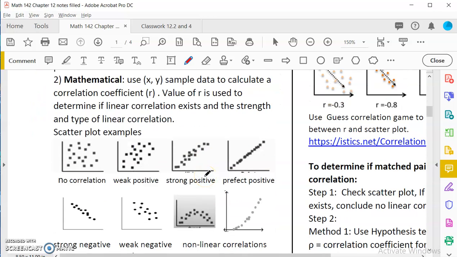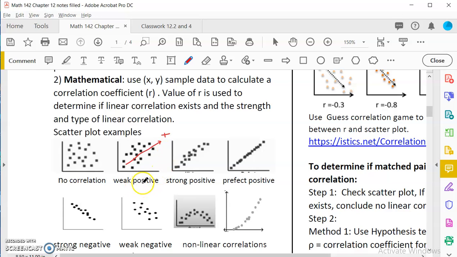If I have a graph where the matched pair data points are like this, we say there's no correlation. They just randomly show up. Here, the points kind of follow a general pattern, but the pattern is really dispersed. So we call this weak positive correlation. Positive in such a way that there's some kind of positive slope that you can see. This is also positive because you have a positive slope going up.